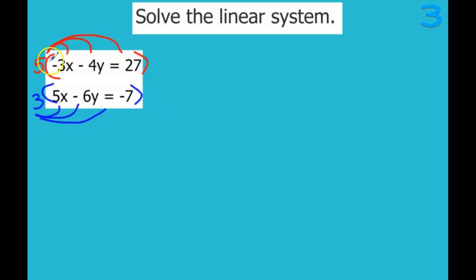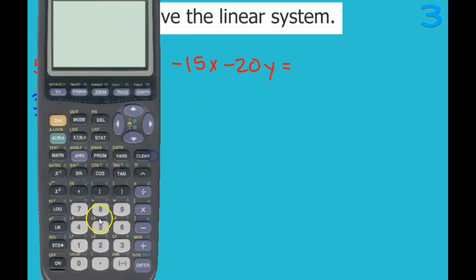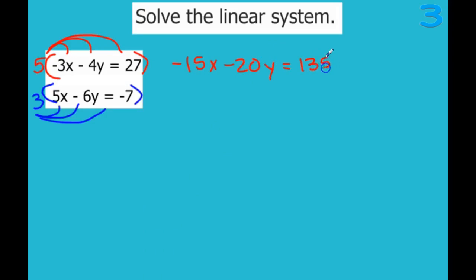So let's take a minute and multiply that out. 5 times negative 3 is negative 15x. 5 times negative 4 is negative 20y. 5 times 27, ooh, that's going to be a big number. 5 times 27, 135. And then on the bottom, 3 times 5 is positive 15x. 3 times negative 6, well, 6 times 3 is 18, so negative 18y. And 3 times negative 7 is negative 21.